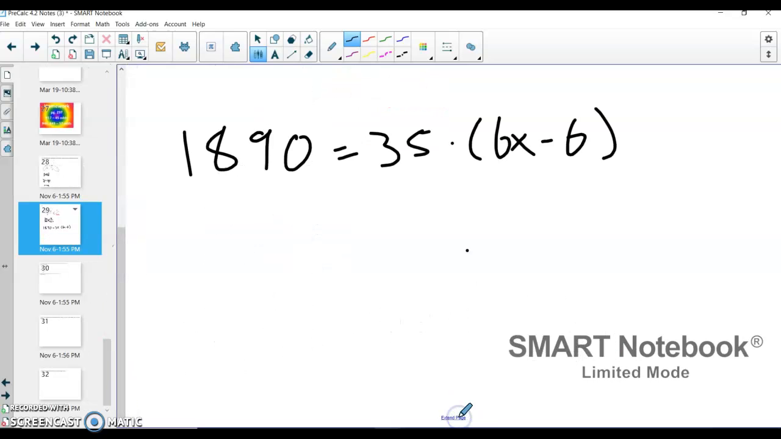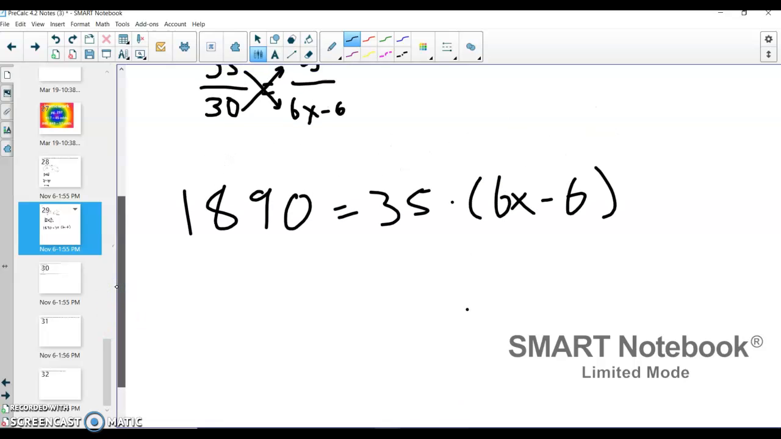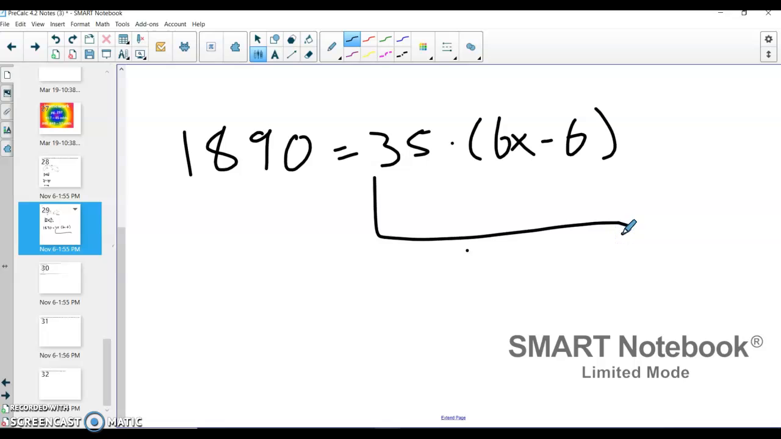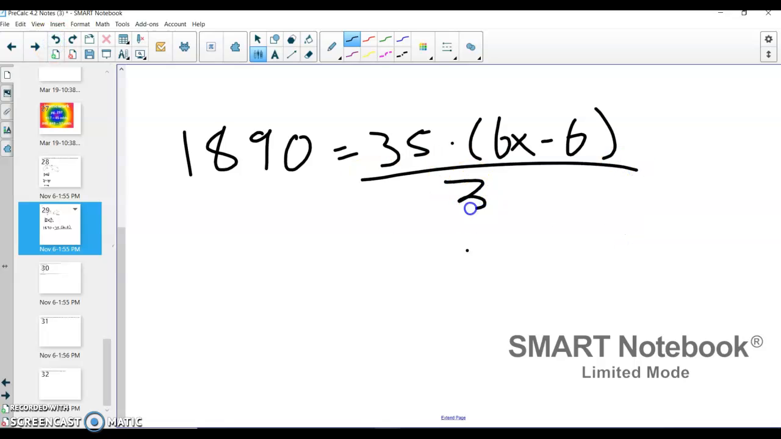Okay? Now we just have a series of steps to get x by itself. So the first thing I'm going to do is divide both sides by 35 so that these 35s go away.